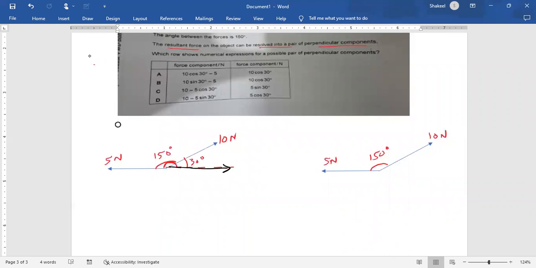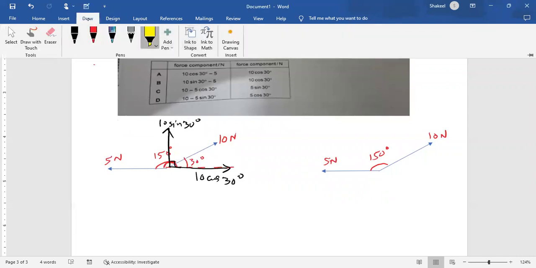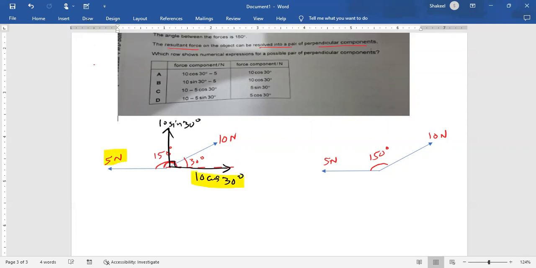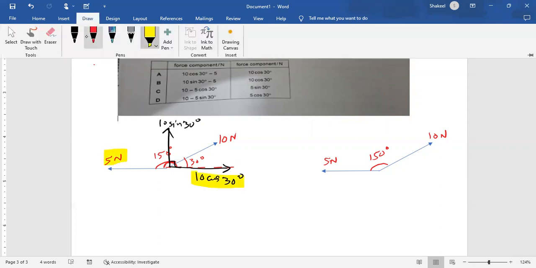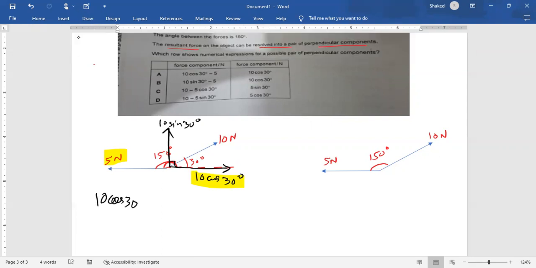Now what you do is you resolve this 10 Newton. So the first component, adjacent to the angle, would be 10 cos 30. And the other component that is perpendicular to this is 10 sine 30. Now, if we look at the horizontal forces, two forces are there. One of them is 10 cos 30, another is 5 Newton, and as they are opposite to each other, the resultant would be 10 cos 30 minus 5.